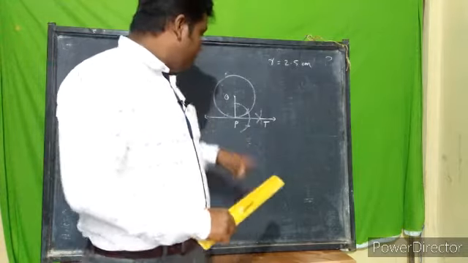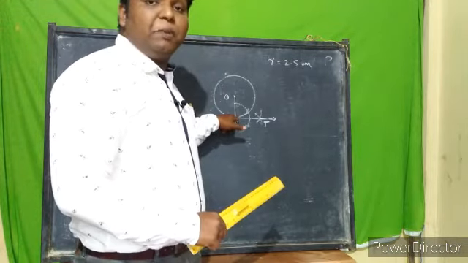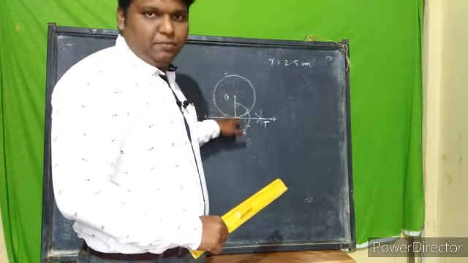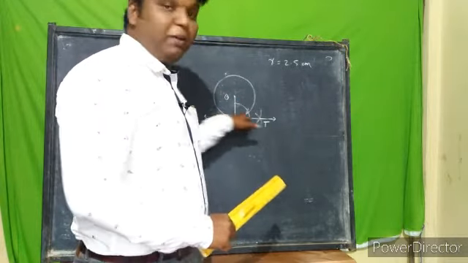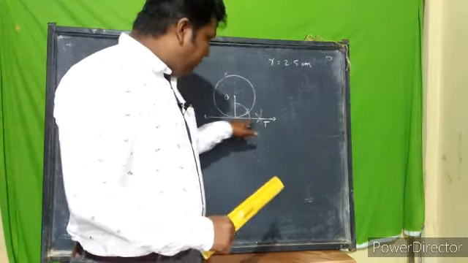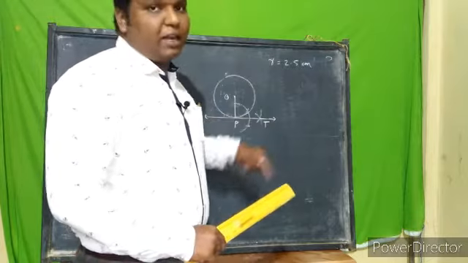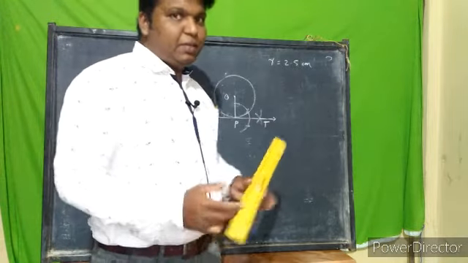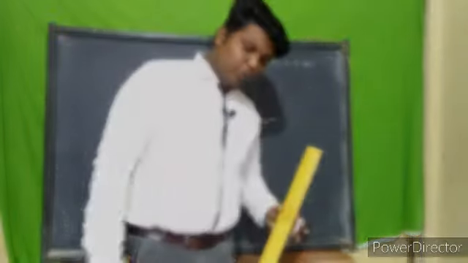Then what did you do? Step number 4. From P, construct a perpendicular to OP. To OP you are preparing a perpendicular. Then PT is the required tangent. That will be the last step. That's it. Now here you are using the center.